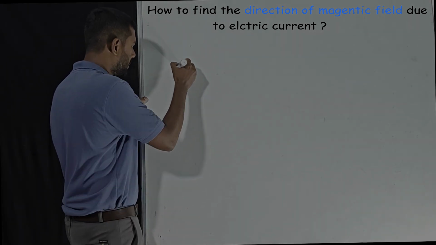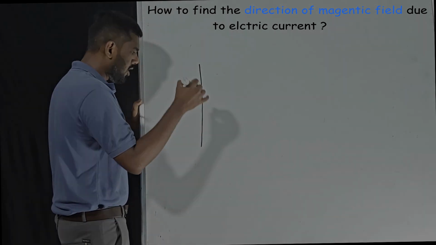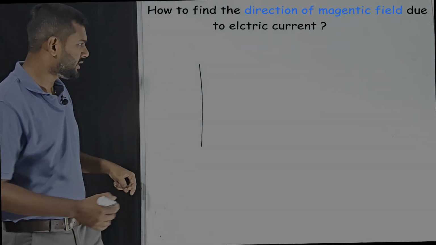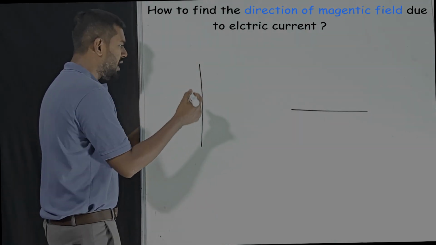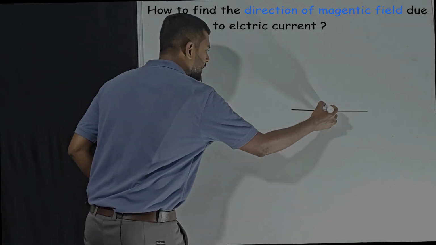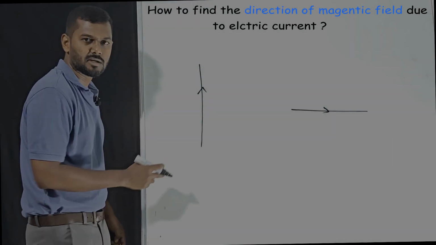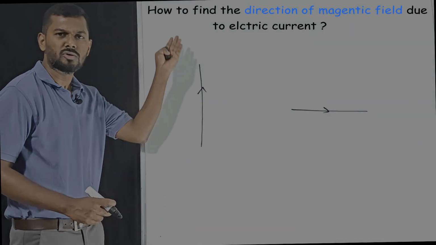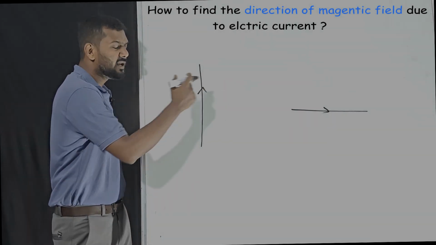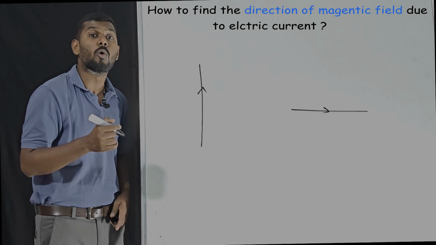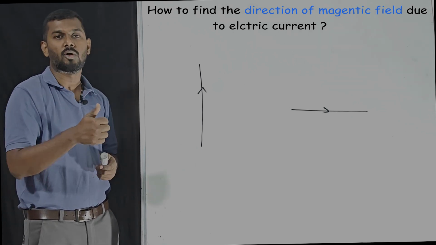vertical and horizontal conductor. So assume a conductor carrying current like this. In this direction, the current is going from down to up, here from left to right. Here what is the main difference? The way you hold the hand, that is important here.